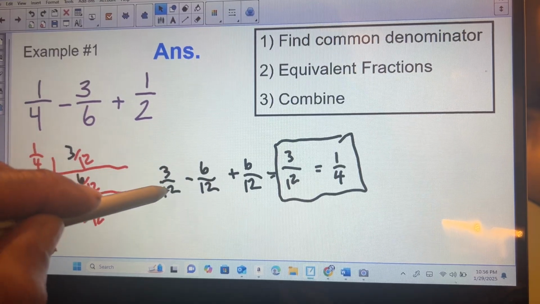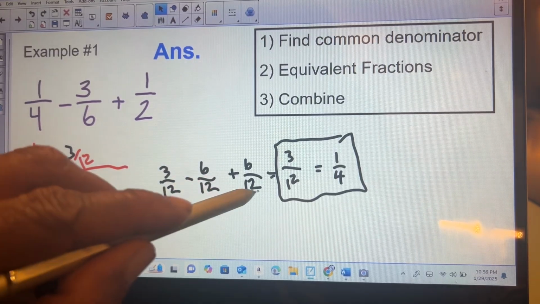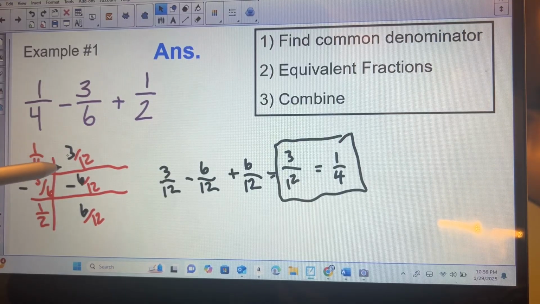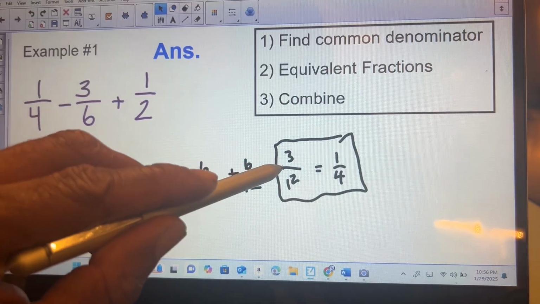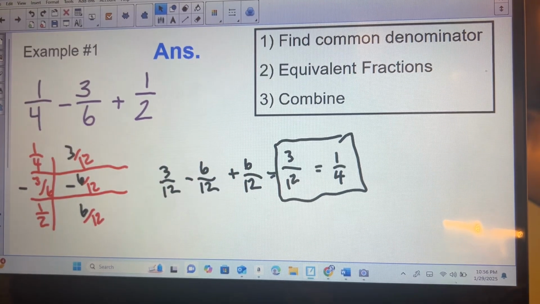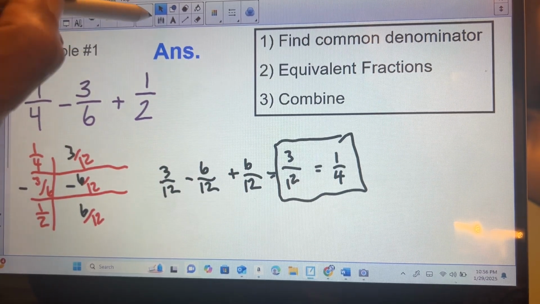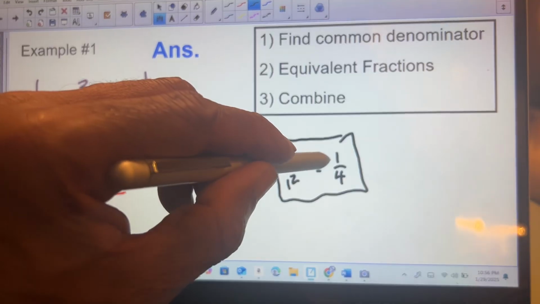So now I write the new fractions with the same denominator. This is a positive, negative, positive. So 3 minus 6 is negative 3. Negative 3 plus 6 should give you negative 3, or negative 3/12, or negative 1/4.